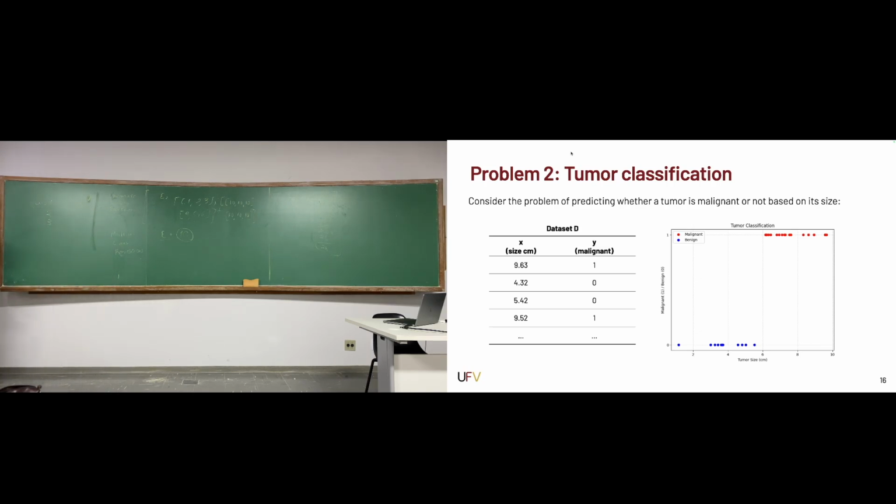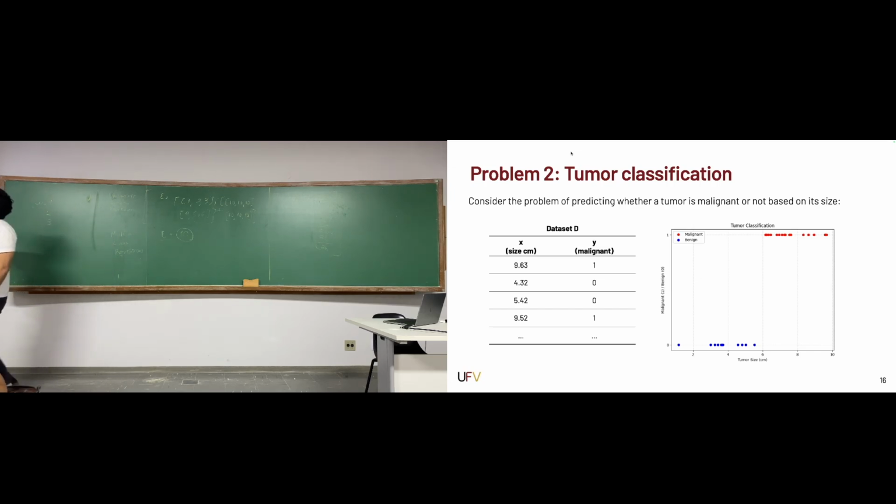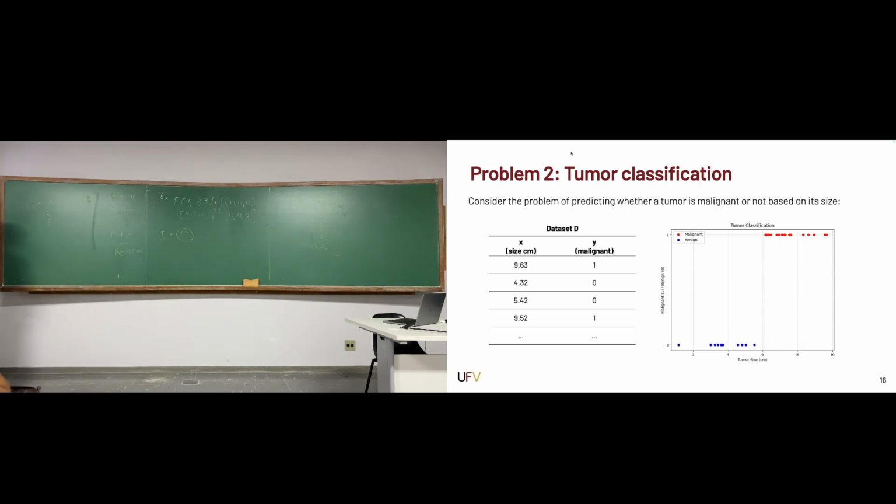And here's the data set. Again, I'm back to working on only a single input feature x because it's easier to visualize things in 2D. So my input feature x is size in centimeters. For instance, the first example has 9.63 centimeters. And the label here is a binary label, either 1 or 0, where 1 means these red dots here. See, they are all at 1. They are malign.